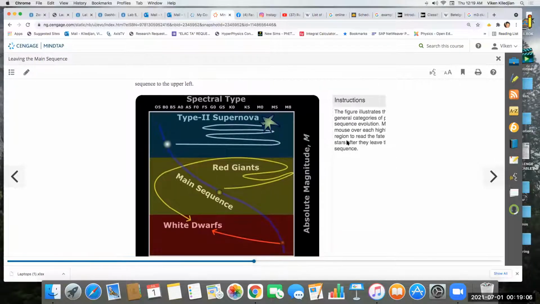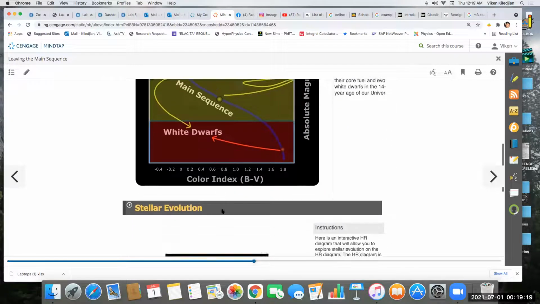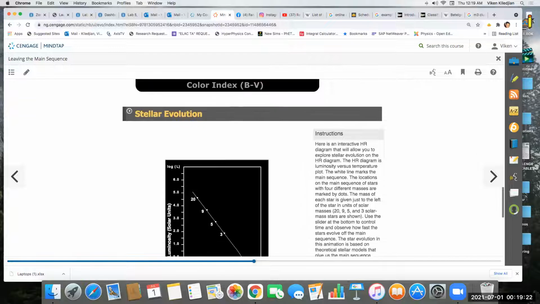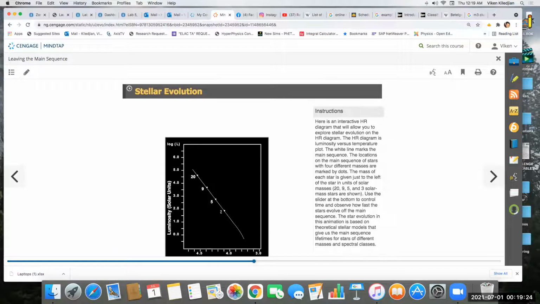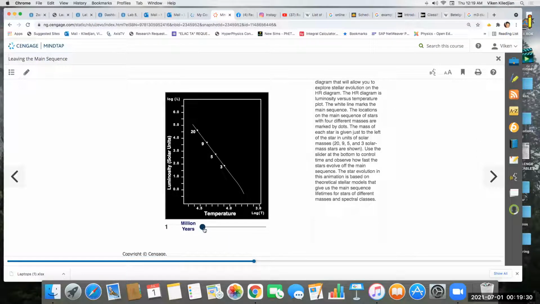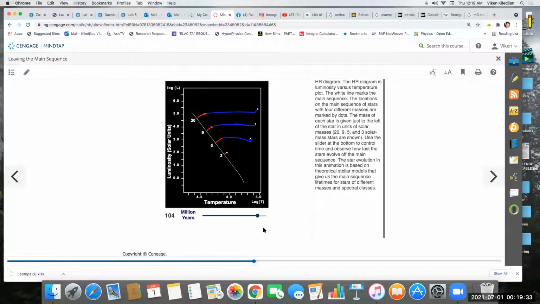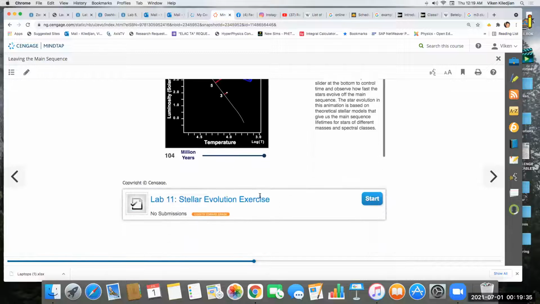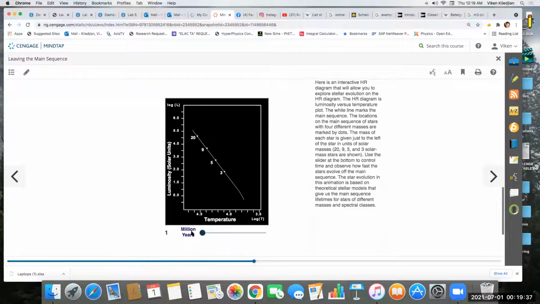It talks about what the turnoff point is, and the stars that go supernova on the way up the red giant branch, and the main sequence. Stellar evolution. Here's an interactive HR diagram that will allow you to explore the HR diagram. Oh, okay. But this one, I don't think is an actual exercise that you have to do. Let's see here.